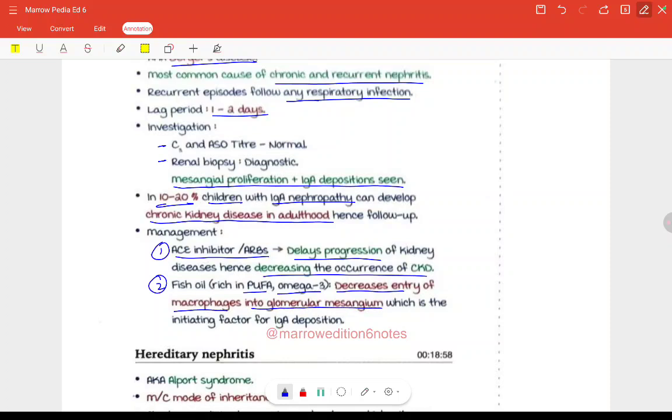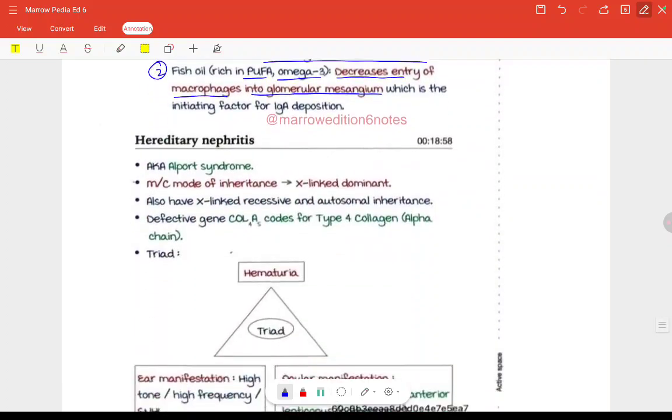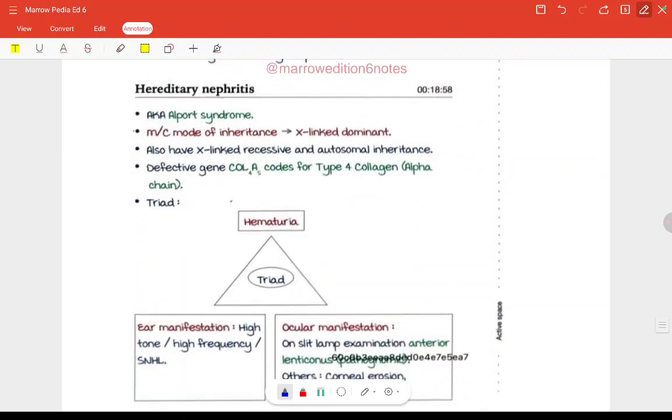Okay, let's move ahead to hereditary nephritis. Hereditary nephritis is also known as Alport syndrome. The most common mode of inheritance of Alport syndrome is X-linked dominant. It can also have X-linked recessive and autosomal inheritance, but the most common is X-linked dominant. The defective gene codes for type 4 collagen. So there will be a defect in the type 4 collagen.